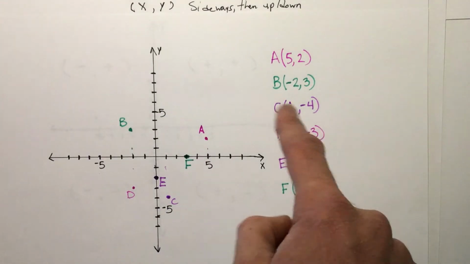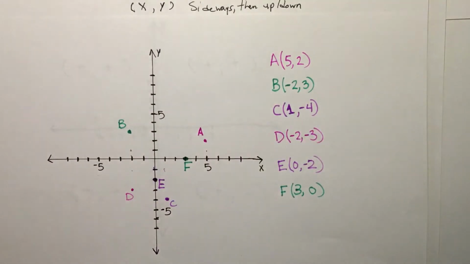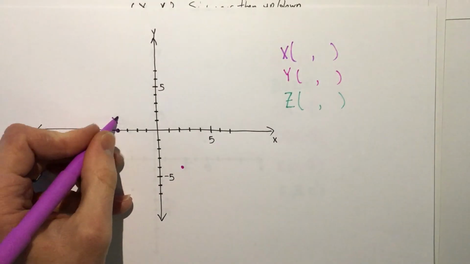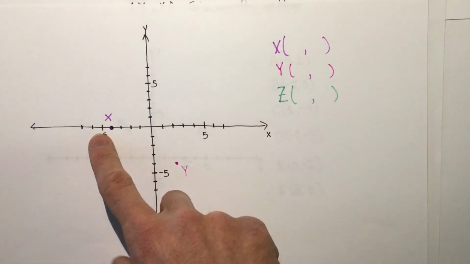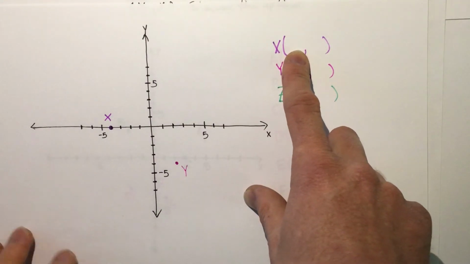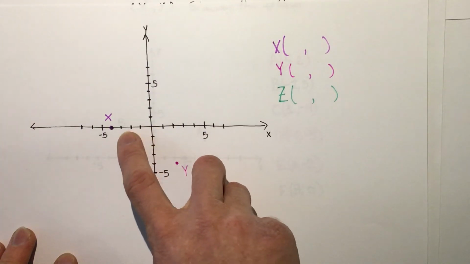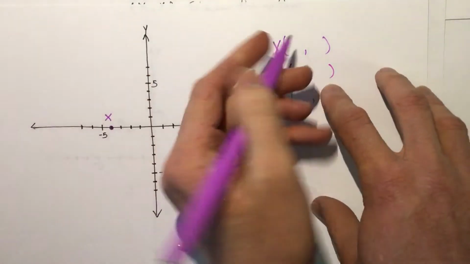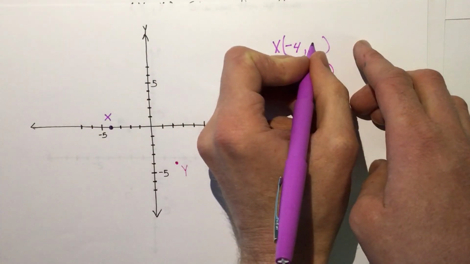So we can see how we can take points and put them on a graph even when we have positives and negatives. Let's also look at how we can take points and make them into a coordinate. So point X, we need to figure out what coordinate this is. So we ask ourselves, what direction are we going? First, what is sideways? We have to go left 4. So that means our x is -4. And we don't have to go up or down at all. So that would mean this is 0.